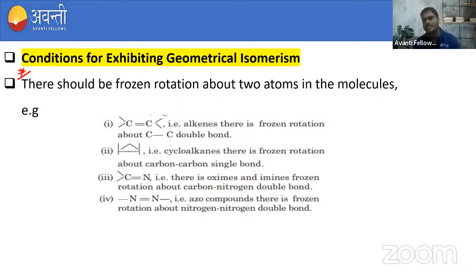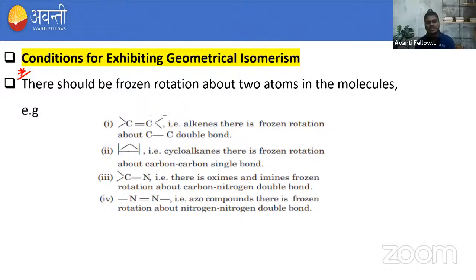Okay, so the first and most important thing for exhibiting geometrical isomerism is that there should be a frozen rotation about the two atoms in the molecule. That is the carbon-carbon double bond, that is alkenes. There is a frozen rotation about the carbon-carbon double bond. Okay, similarly, in case of cycloalkane, there is a frozen rotation about the carbon-carbon single bond. So in case of a cyclic compound, that is a cycloalkane, there is a restricted or frozen rotation about the carbon-carbon single bond. Similarly, in oxime and imine, there is a frozen rotation about the carbon-nitrogen double bond. And in case of azo compounds, there is a frozen rotation about the nitrogen-nitrogen double bond.